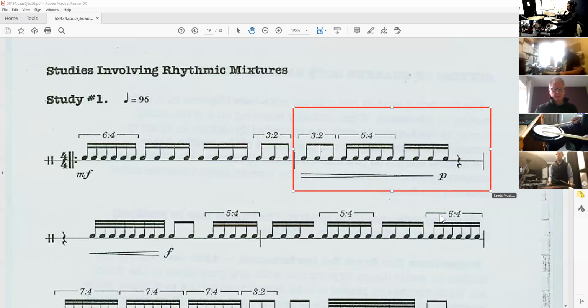1, 2, 3, 4. 1 and the 2 and the get the E and the 4.